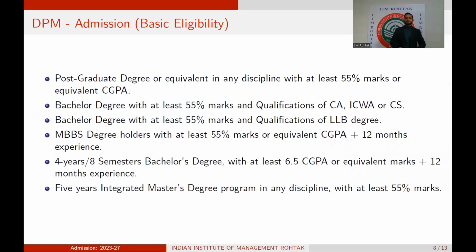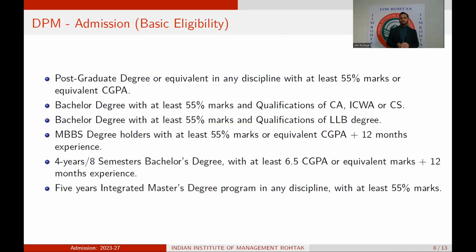So as far as admission is concerned, these are the basic eligibility criteria for admission in our doctoral program. These are standard throughout our program, irrespective of whether you are applying for finance specialization, operations specialization, or HRM specialization. So the first is you need to have a PGP degree, a postgraduate degree, with at least 55% marks, and similarly a bachelor's degree with 55% marks with some professional qualification, such as CA and CS. Similarly, those who are doctors, MBBS degree holders, can also apply, and in the past they have also applied to our doctoral program.